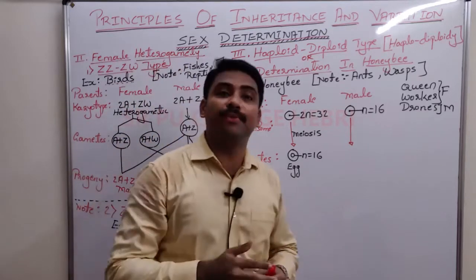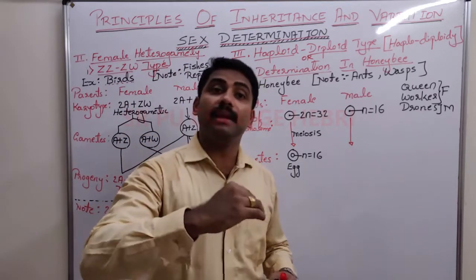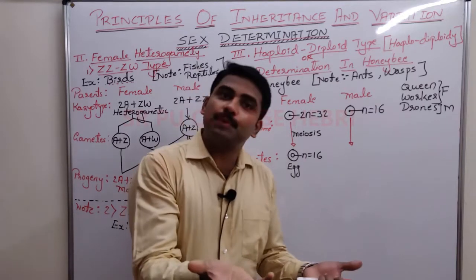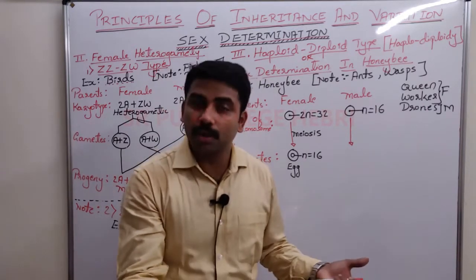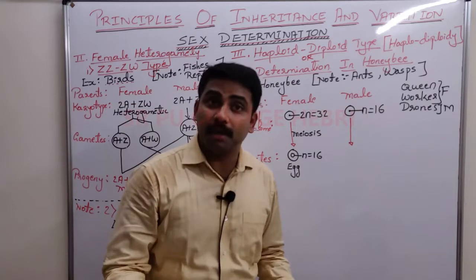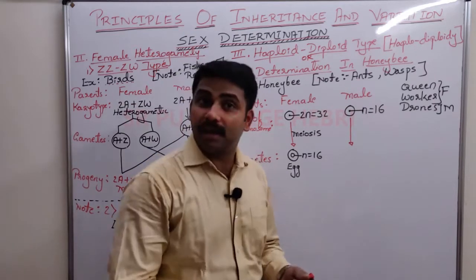In the human female, the human female produces egg by which process? Meiosis 1, meiosis 2. Human male produces sperm by which process? Meiosis 1 and meiosis 2.